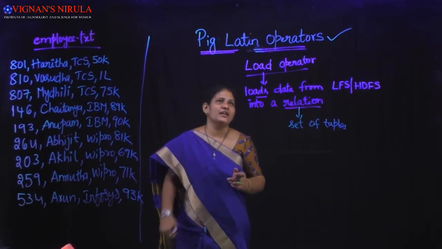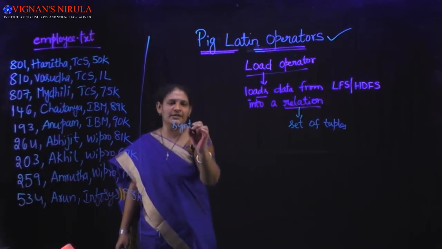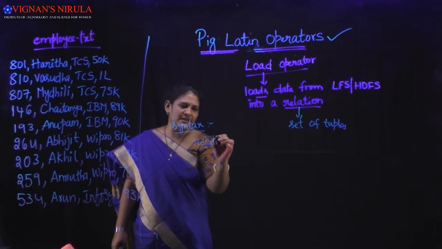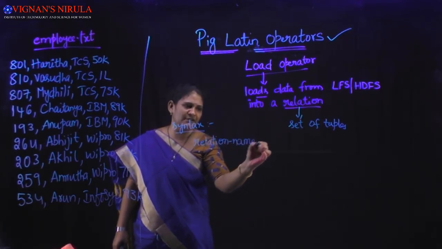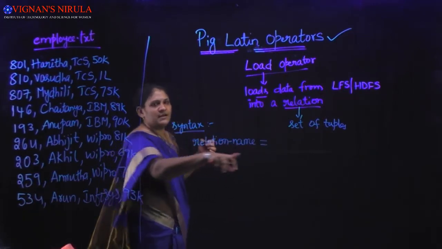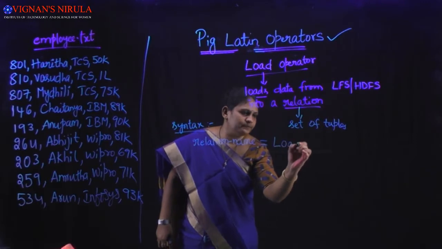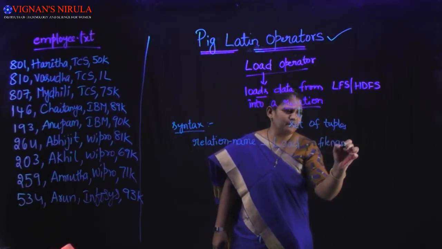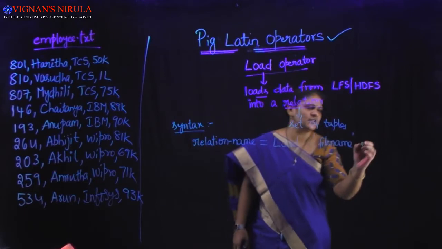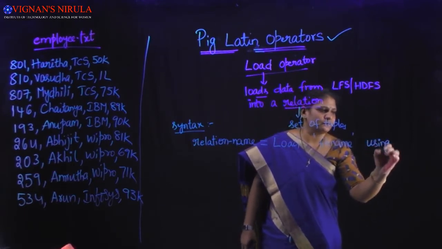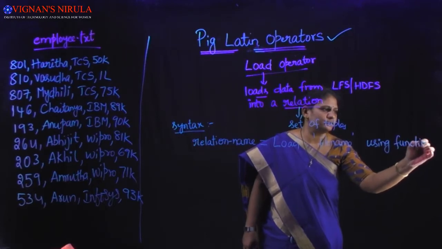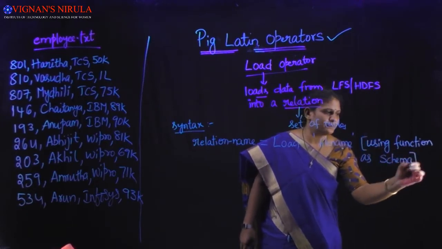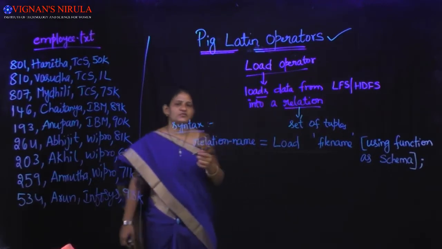Okay students, fine. Now we'll see the syntax of the load operator. The left hand side should always be a relation name. We specify a relation name on the left hand side, equals load, followed by the file name. The file name should be in single or double quotation marks, using function as schema.